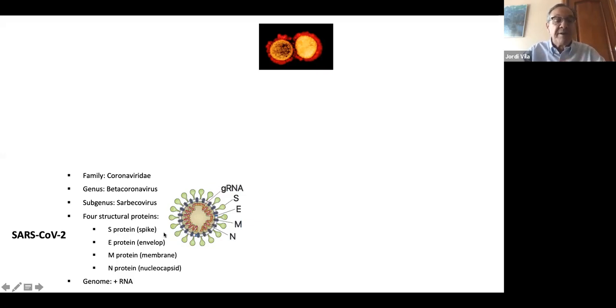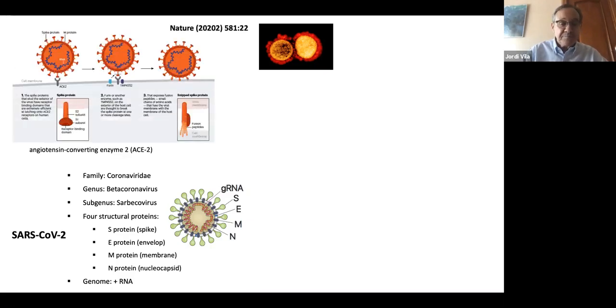Another structural protein is the E protein, the envelope protein. We also have the M protein, the membrane protein, and the N protein, which belongs to the nucleocapsid. The genome of the virus is an RNA with positive polarity. And when we talk about the pathogenicity of the virus, one important step is the interaction of the virus with the eukaryotic cell.